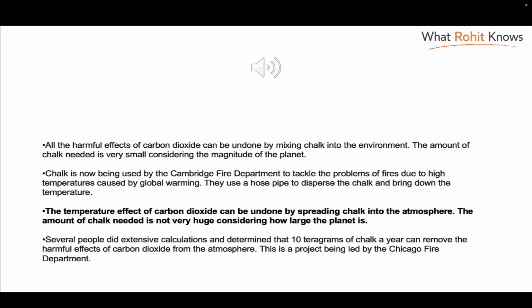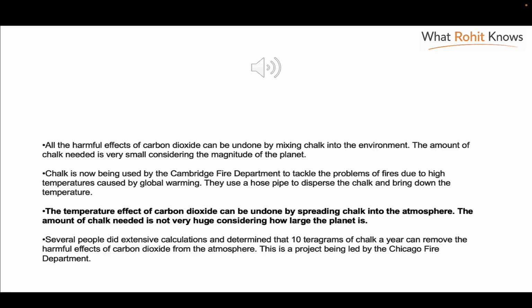In your notes, you should have captured all the keywords, the key information: carbon dioxide, harmful, mixing chalk, 10 teragrams, and pretty much that. That is the crux of it. And you should have captured this in your notes, in your mind. When visualizing, the speaker himself paints a very nice picture of a hose spreading chalk into the atmosphere, just like a water hose disperses water. So this one disperses chalk.